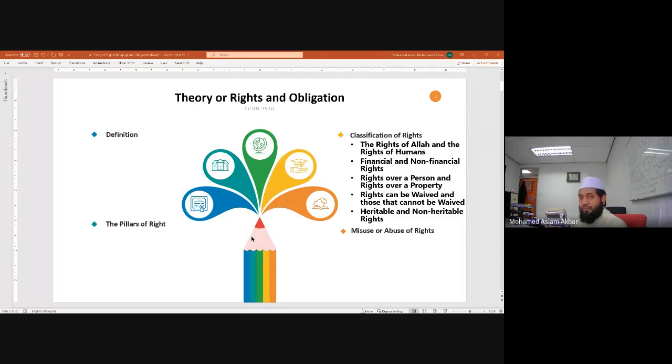For example, the Prophet said, inna ala aynika alayka haqqun, inna ala jasadika alayka haqqun. He said that even though you have your own eyes, ayn means eyes, there are certain rights, certain obligations upon you to take care of your eye. There are certain obligations upon you that you need to take care of your body.